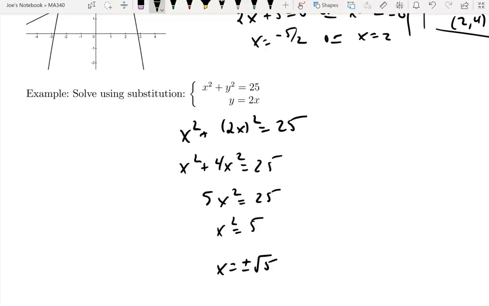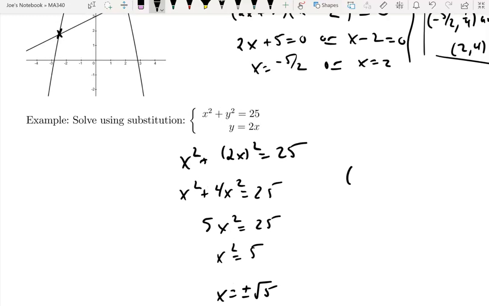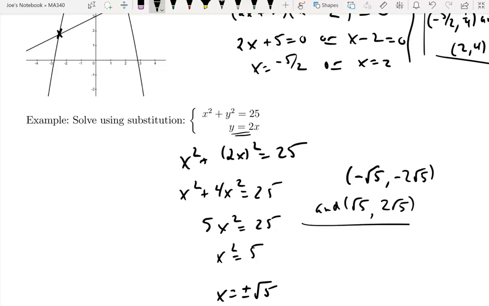Well, we already have y equals 2x. So it's not too hard to figure out the y's that pair with the x's. If my x is negative root 5, what is the y? Using this equation here. If x is negative root 5, what is y? Negative 2 root 5. And if x is root 5, 2 root 5. Yep, good. So that would be the two solutions.